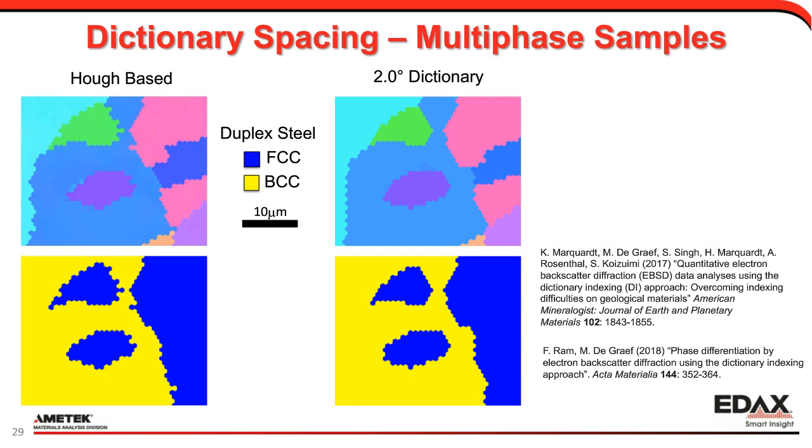Just so you know, the multi-phase work has been done on some geological materials. I refer you to the paper by Marquardt, which is a really nice paper showing dictionary results on geologic materials. It does take some patience as those dictionaries are big. These geological materials tend to be lower symmetry. And then also some good work by Ferengus Ram, also looking at phase differentiation.